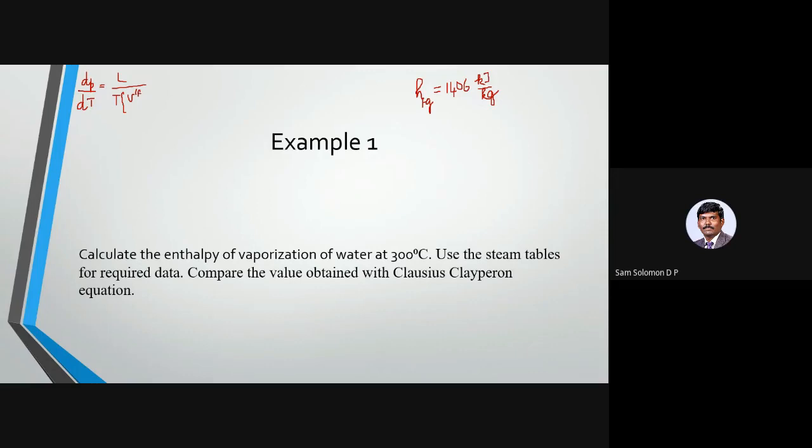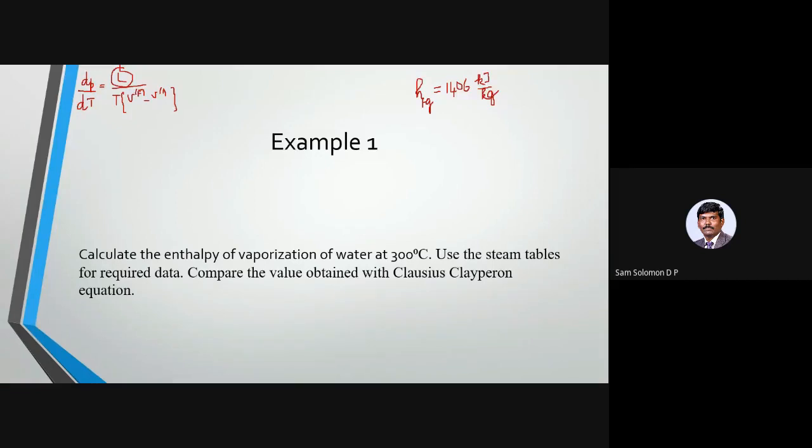Vf is Vg and Vi is actually Vf. So this is the equation and they are asking us to find out the value of L. The steam tables tell us that this value of L is nothing but 1406 kilojoule per kilogram. So we have to find out the value of L and compare it with this value.